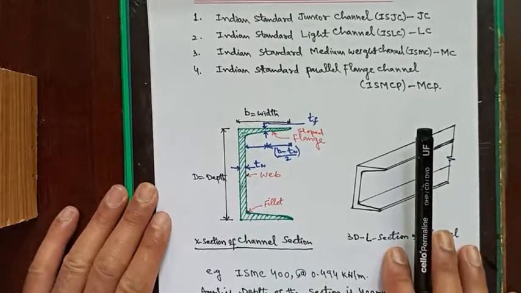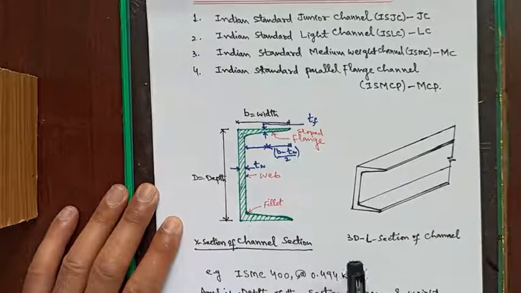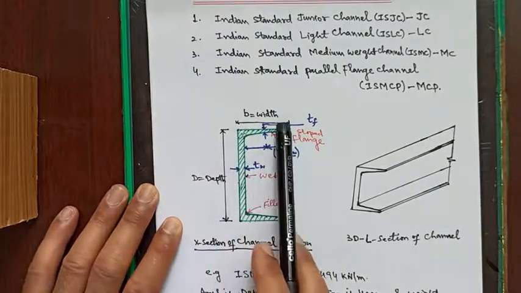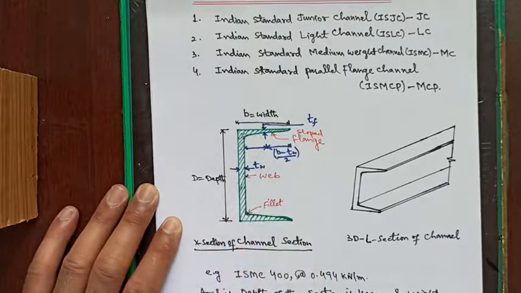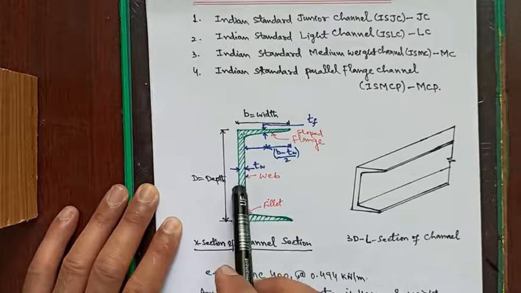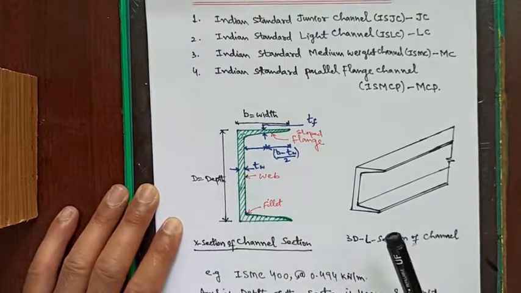So the figure denotes the cross section of a channel section. This flange is a sloped flange. This portion is called the width of the flange. This is the web, and TW is the thickness of the web, and D is the total depth of the section.